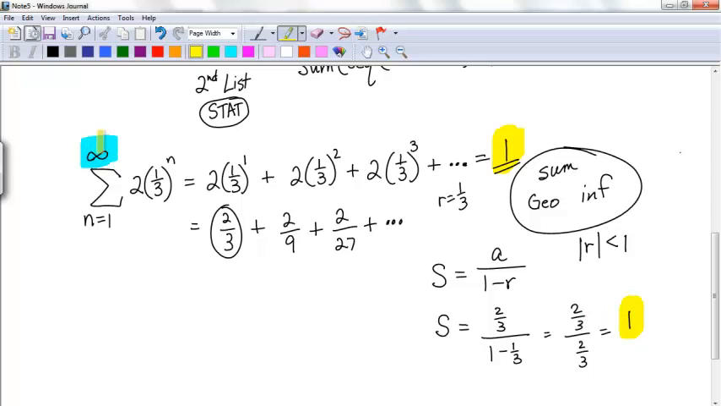So, if it goes to infinity, you have to maybe use another formula and figure out if this ratio was, say, 5, then what would the sum be? No sum exists. If the absolute value of R is greater than or equal to 1, no sum exists. So you have to be able to recall that information. So this one's the sum of an infinite geometric series.